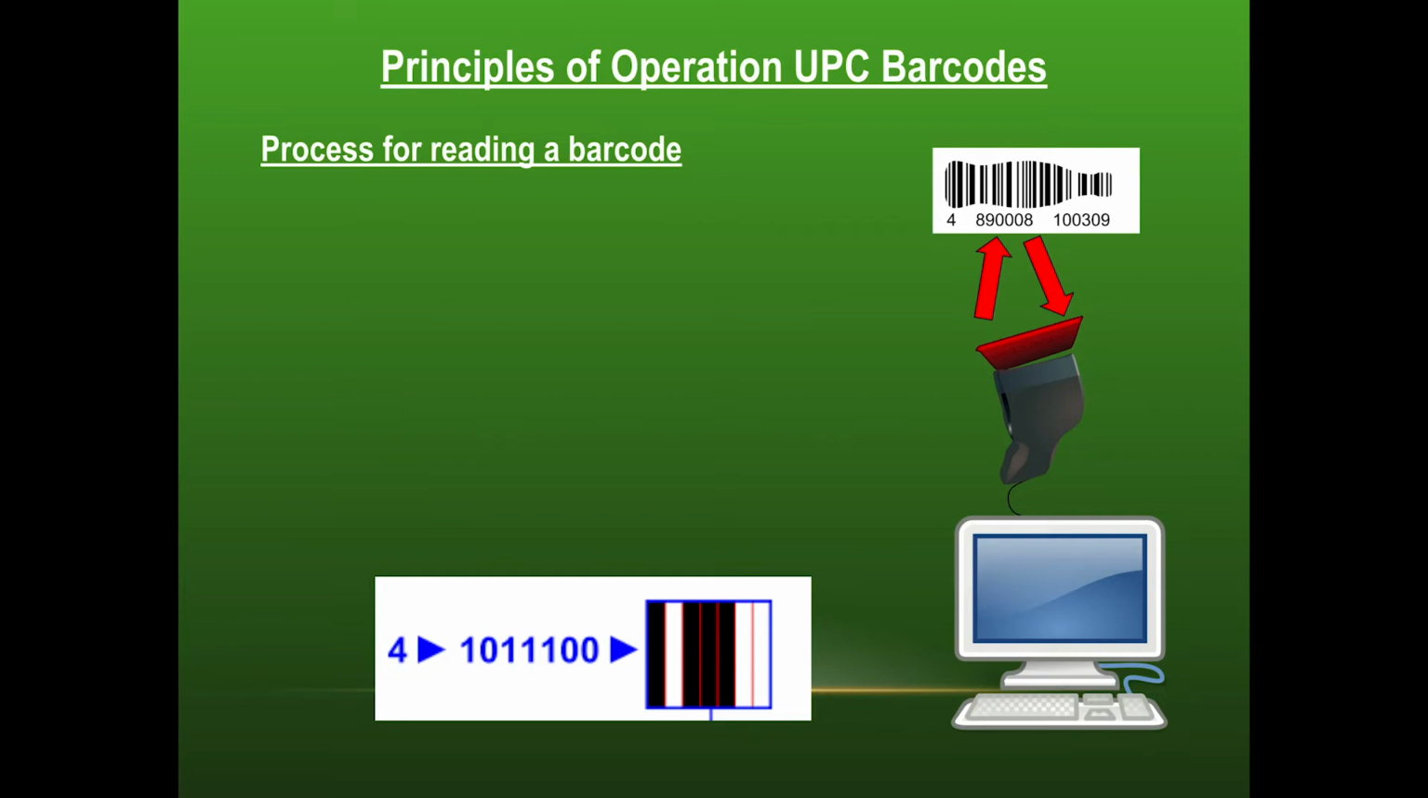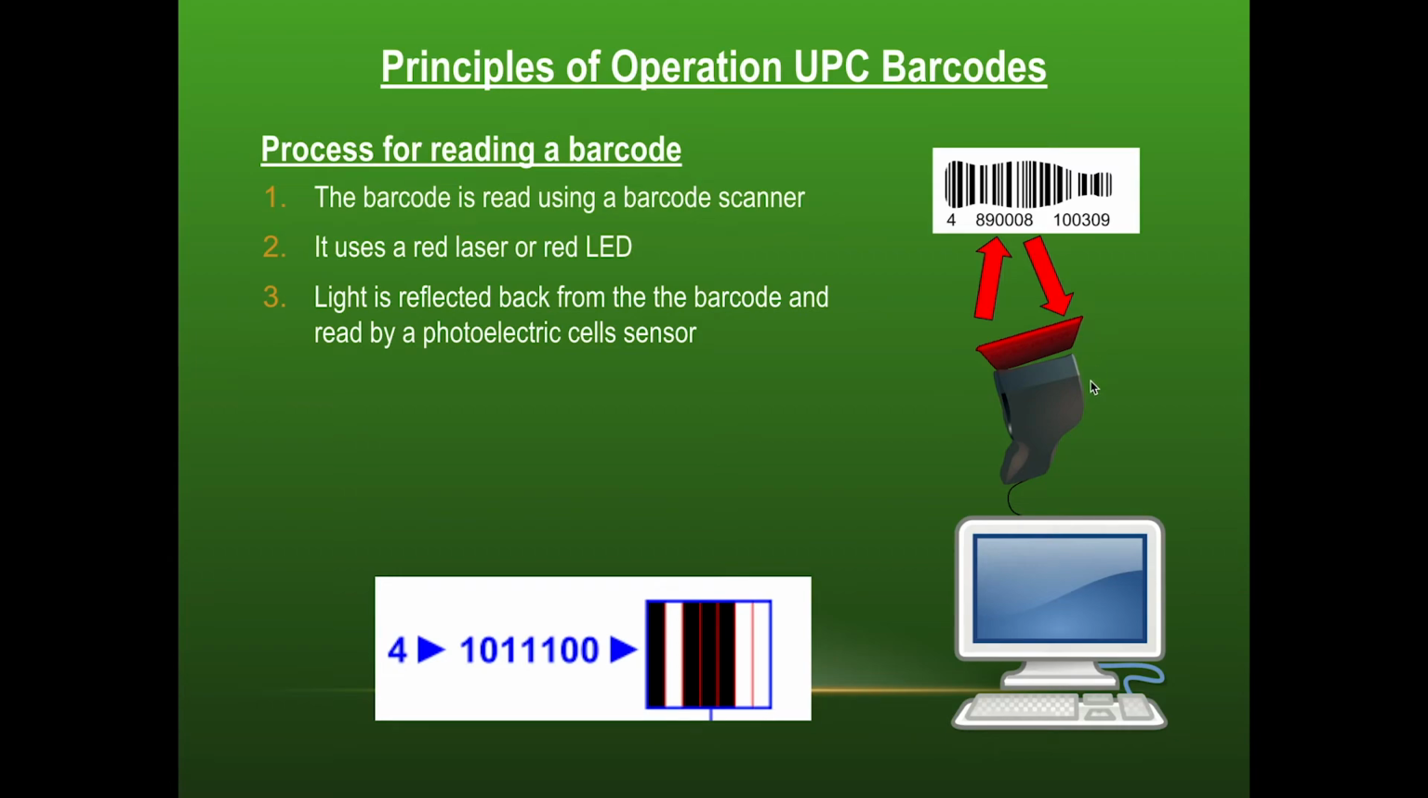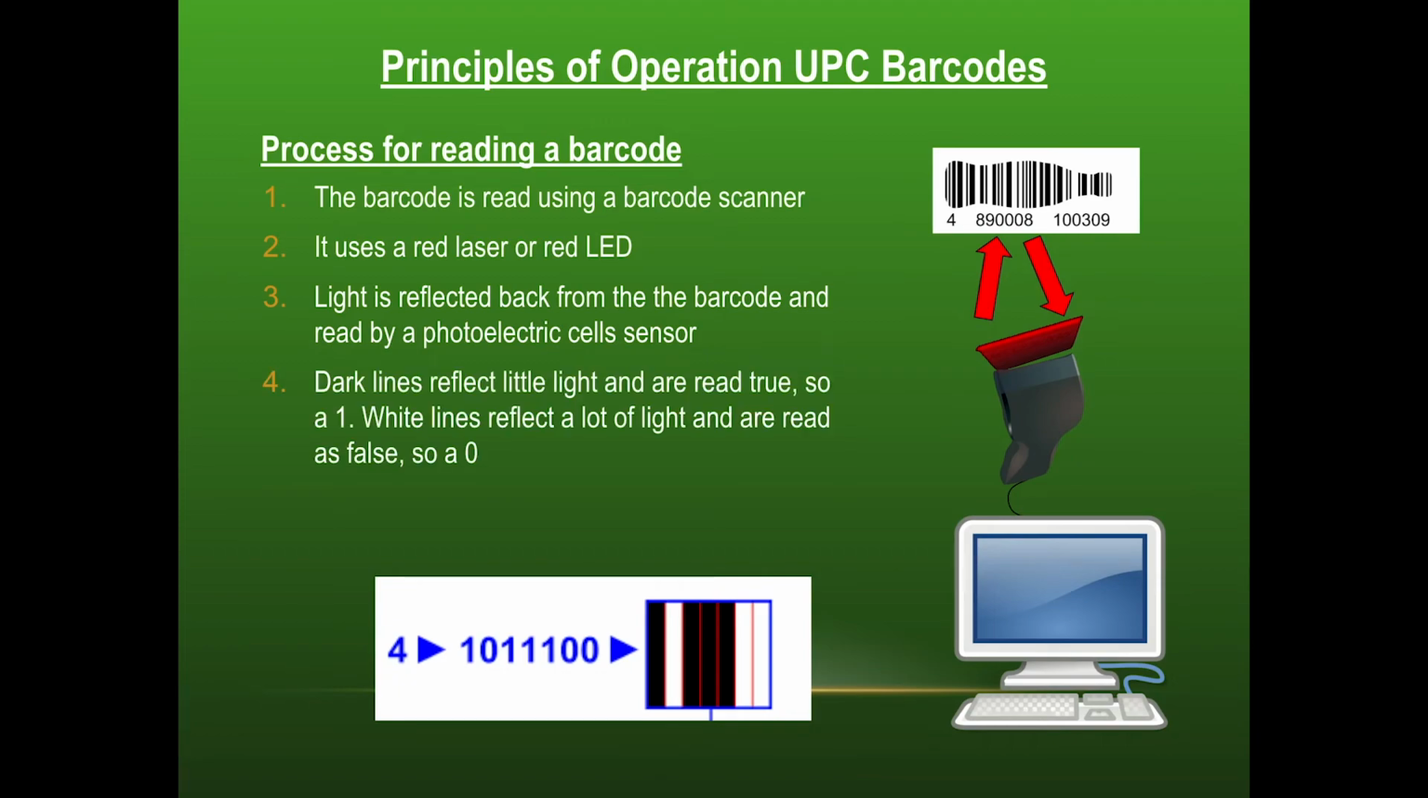So how is that data processed and read? Well, first of all, you're going to have your barcodes, and that will need to be read by a barcode scanner. The barcode scanner will shine a red light or a red laser onto the barcode, and this will then be reflected back to the reader. The light is shined on the barcode, it's reflected back, and then the amount of light that is reflected back is then read by a sensor. It's called a photoelectric cell sensor, similar to what you find in solar panels.